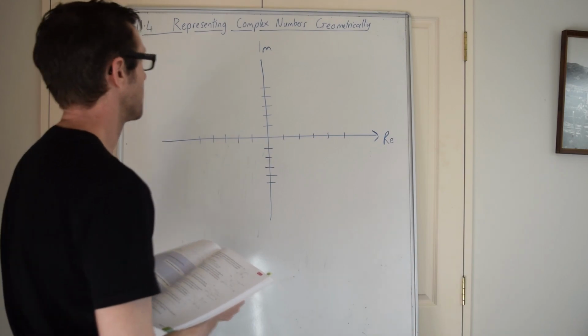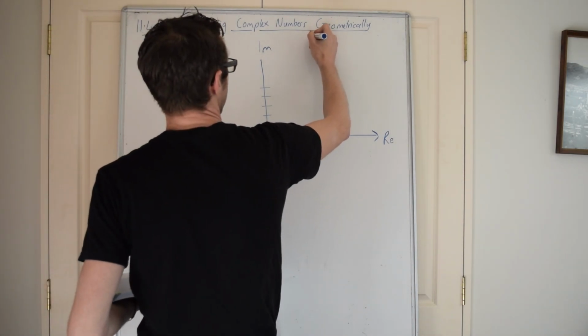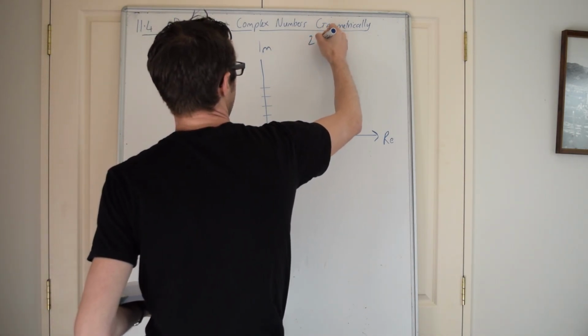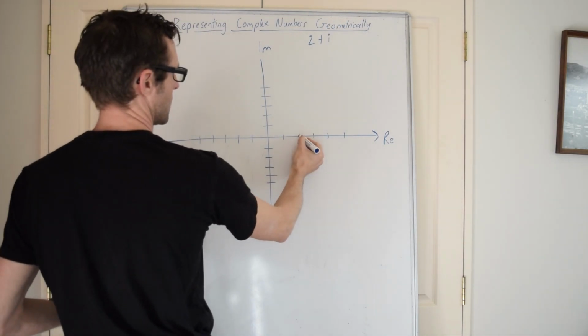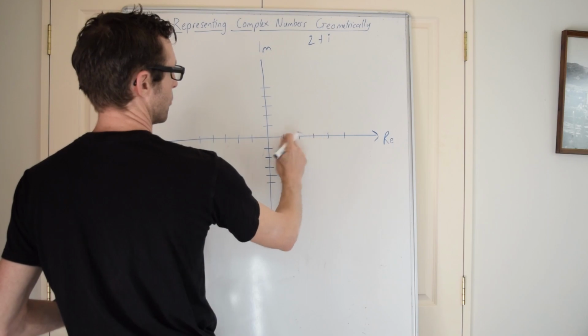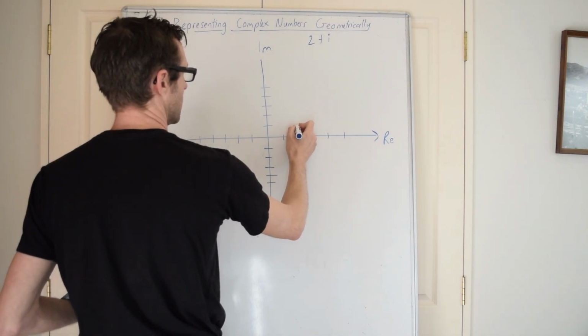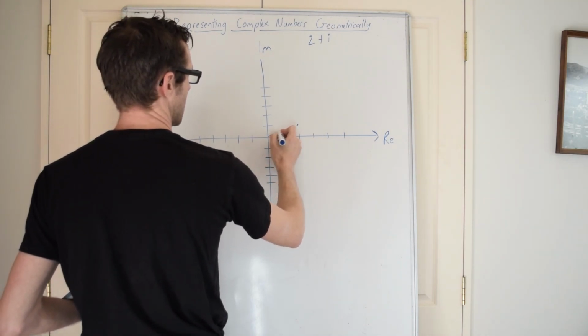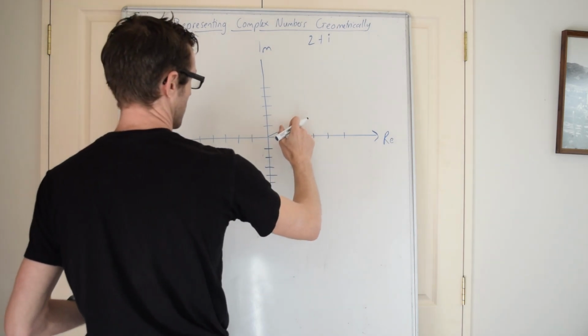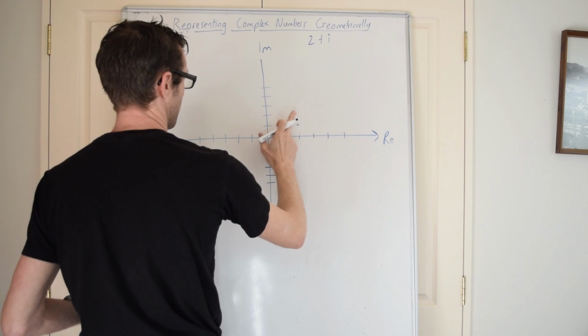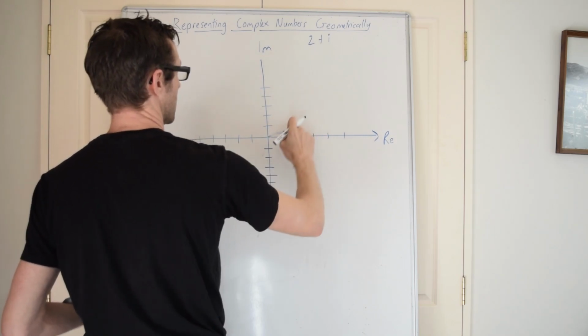And so we can plot things like, let's imagine we wanted to plot 2 plus i. Well, we go across 2 on our real axis, and we go up 1 on our imaginary axis, and so we could plot it like that. We could just put a dot there, right? So that would be 2 plus i.